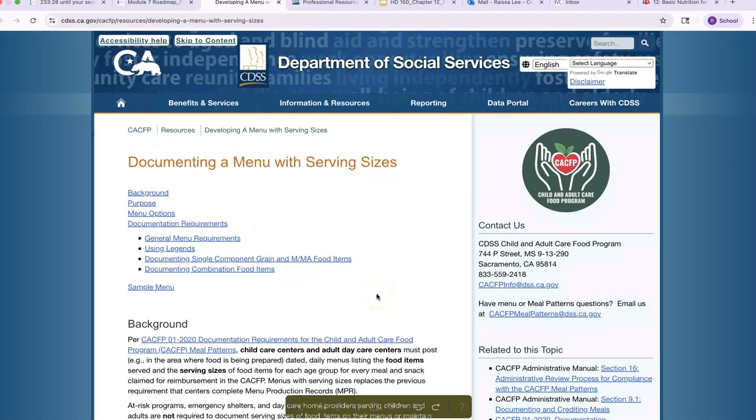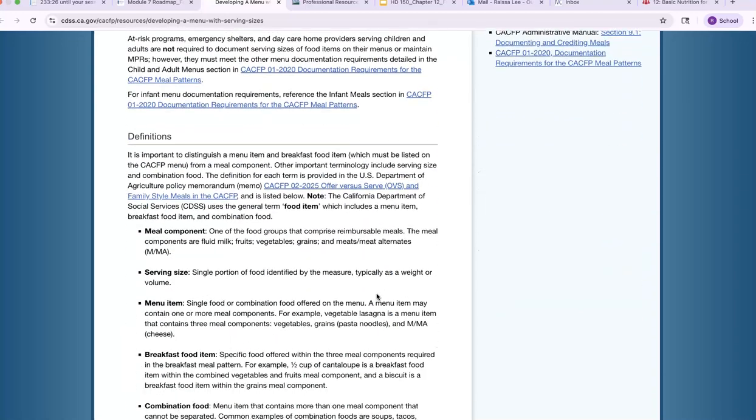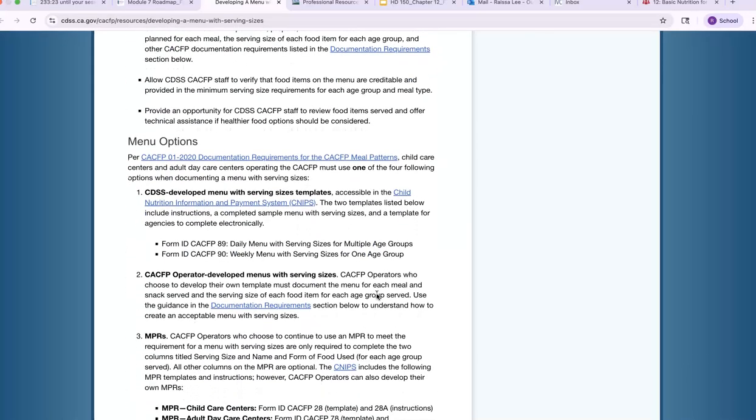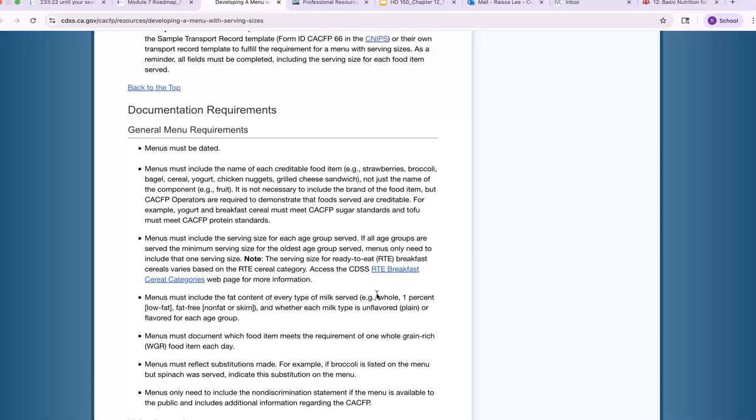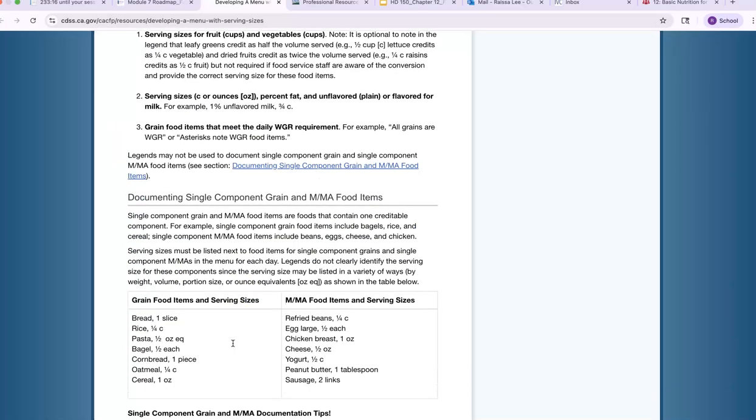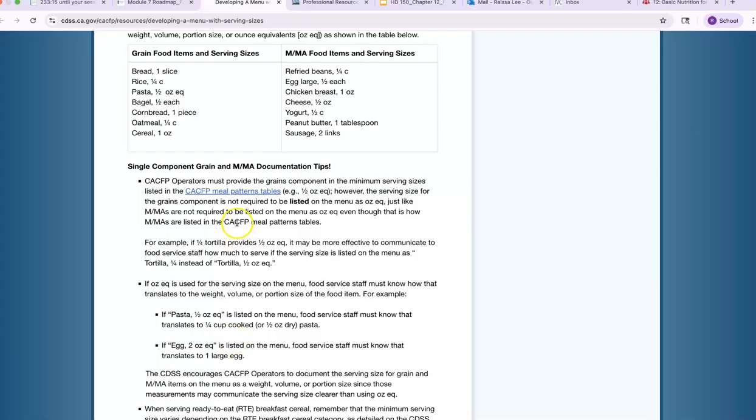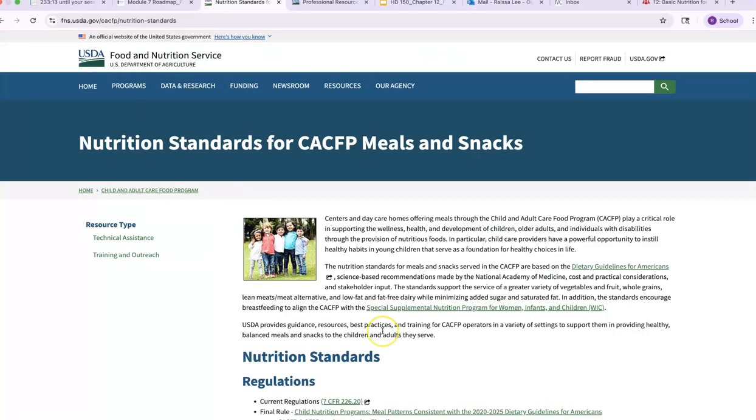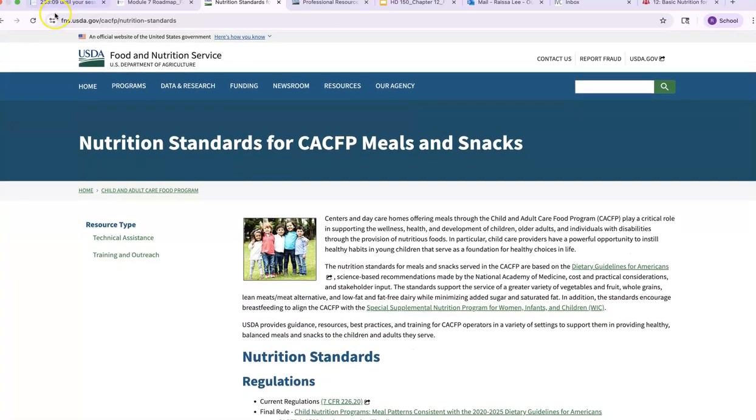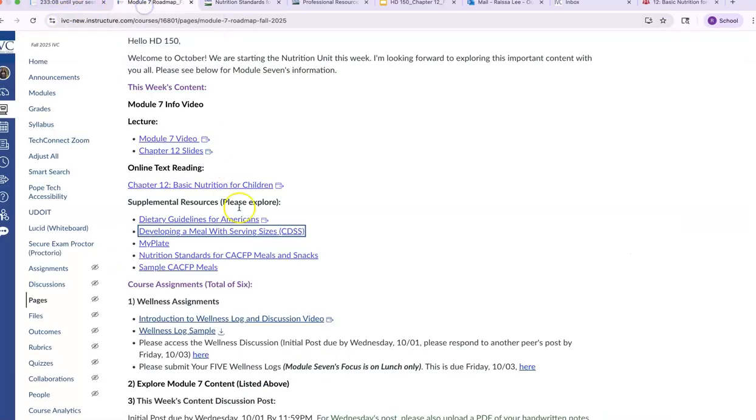This one is talking about serving sizes. So we know that serving sizes are going to be different depending upon the age of the child. So make sure you go through and look at this. When we do our CACFP group project 2, this has some really good information, right? Menus have to be dated. It must include all this different information here. So here are some CACFP meal pattern tables. And it tells you, what should a meal pattern look like for infants? What about for children? What should it look like for breakfast, lunch, and supper and snack, right? So really, really interesting stuff, guys.